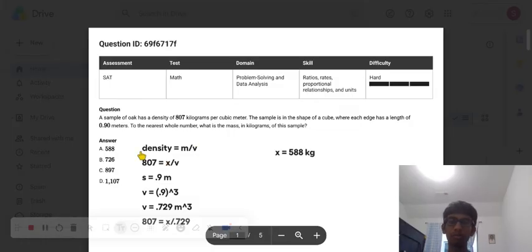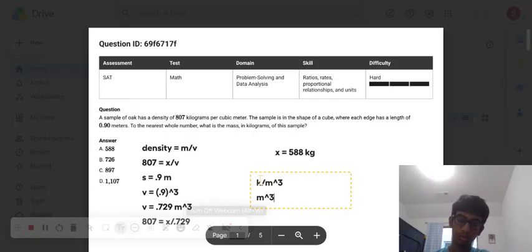Now, looking at it from a dimensional analysis perspective, we have density, which is in kilograms per cubic meter, right? So kilograms per cubic meter, and we have meters, which is our edge length. So what we need is, we see a term of m to the third here. So we also need this one to be m to the third. How do we get m to the third? Well, we need to cube it, of course. So that's where we take 0.9 to the third to find the volume.